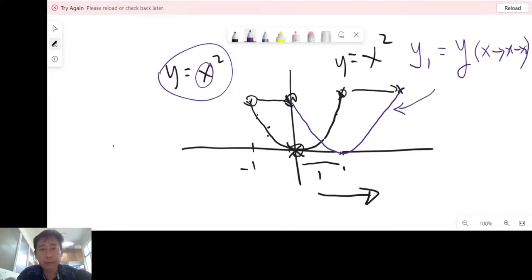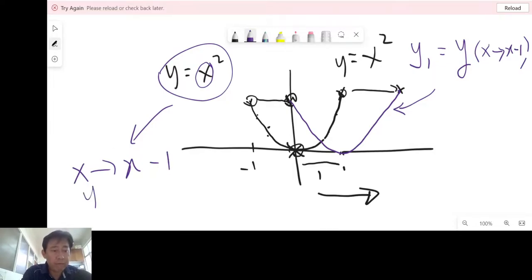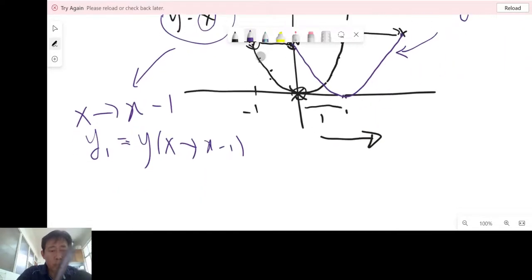So if you replace all the expressions of x in the original function by x minus 1, you would arrive at a new function y1, which is y with the argument of x replaced by x minus 1. So let's see what you can get from this.